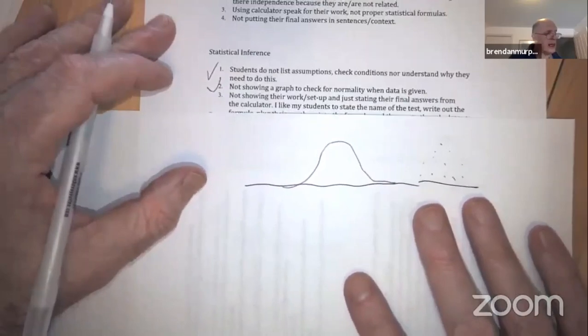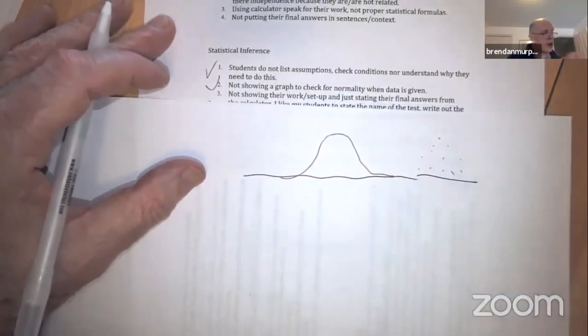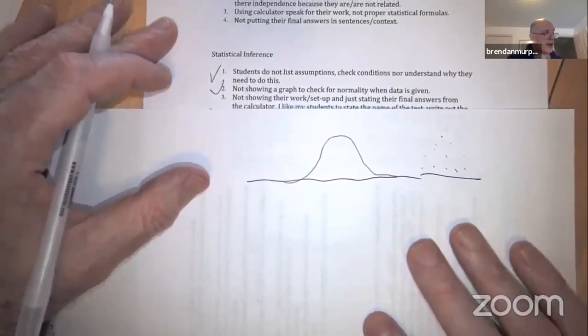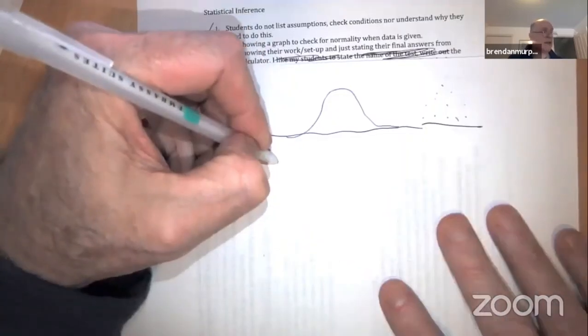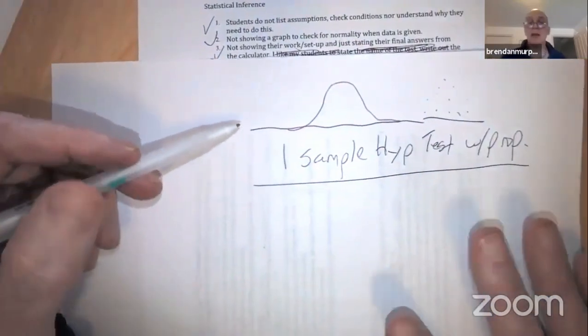So this one here is not showing their final work set up and stating their final answers from the calculator. So I'm going to cross that out because I've since changed how I teach it a little bit in my classroom. When we were doing statistical inference, if the first thing you've done, and it was the first thing I always did, like one sample hypothesis test with proportions, if you name the test somewhere on your paper, then you don't need to show the formula and you don't need to plug in all the numbers.